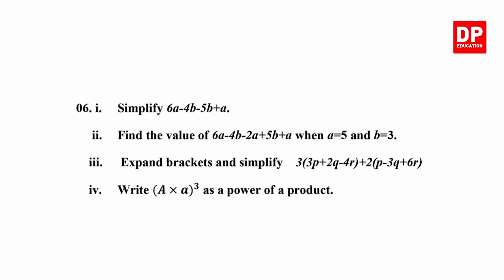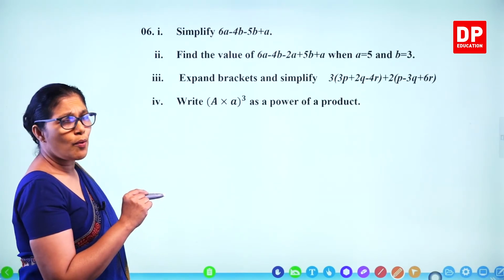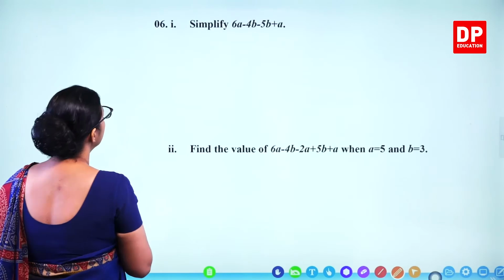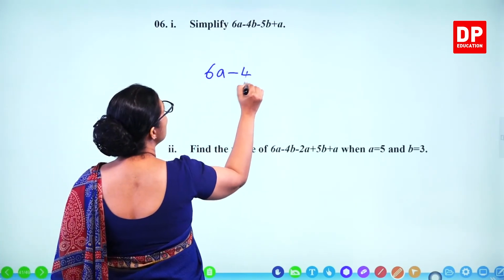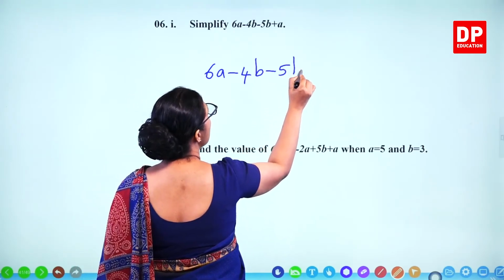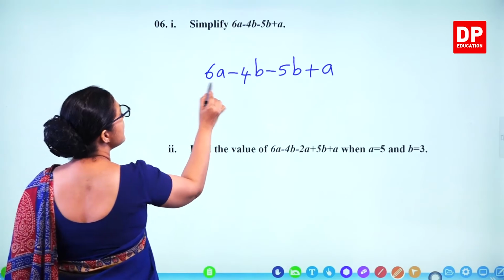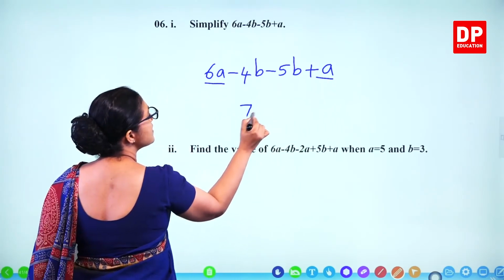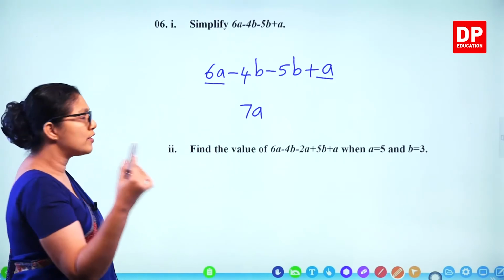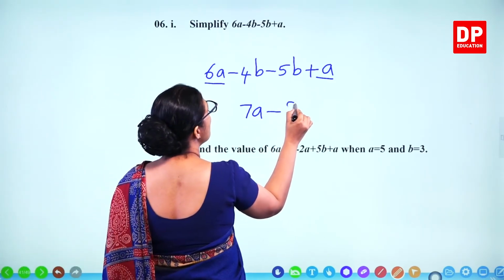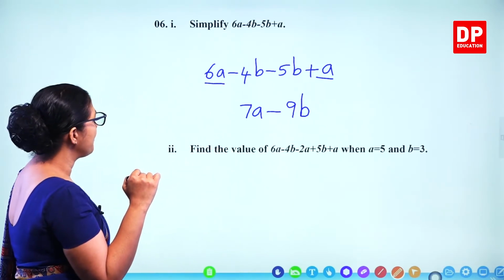Question number 6. You get 4 parts. So that's an algebra question. Simplify 6a minus 4b minus 5b plus a. Like terms you can add. 6a and plus a, you get 7a. Minus 4b and minus 5b, both are minus, so you add 4 plus 5, 9, and that's minus 9b.